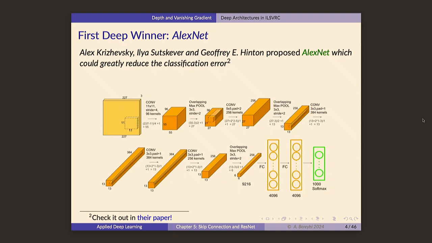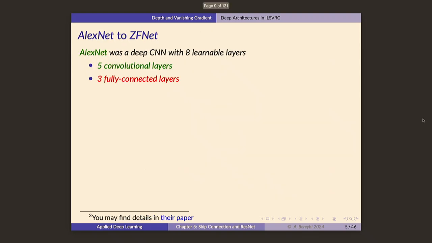I mean, this was an impressive work. And of course, they took a lot of time to do perfect tuning, given the resources they had at that time. And this was the first, as I told you, deep architecture. It had 5 convolutional layers, 3 fully connected layers. So in total, the depth was 8. Only 8 layers. And people started to believe in this.